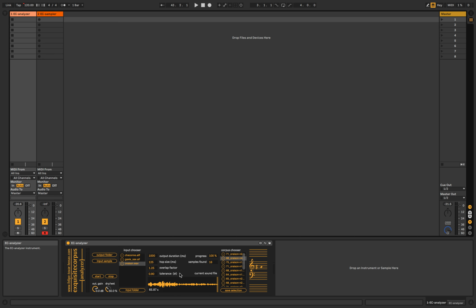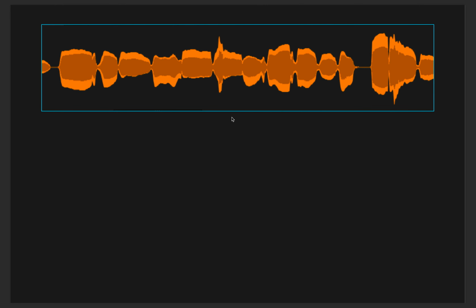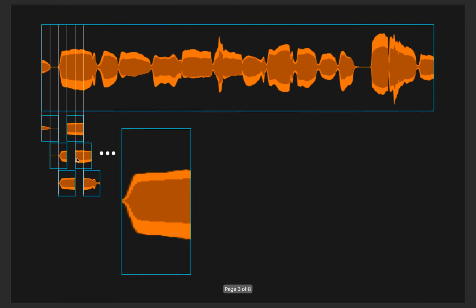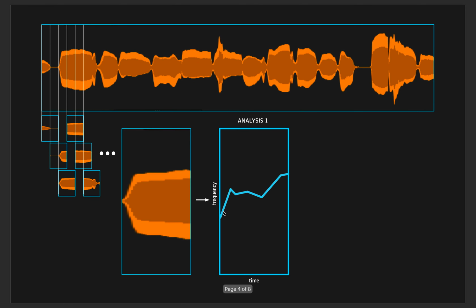So the first thing to understand about this device is that it's basically doing two different kinds of analysis on top of each other. And to make things easier to follow, let's take a look at this graph. So in the first analysis, what we're doing is we're taking the entire sample and slicing it into smaller chunks. And for each of these chunks, what's happening is that we are performing a fundamental frequency analysis, which means our output is a stream of different frequencies that were detected in this chunk. And this is the first analysis.